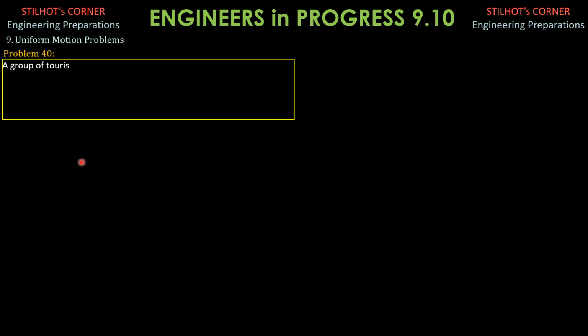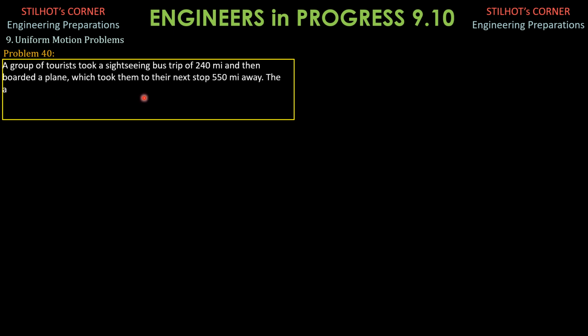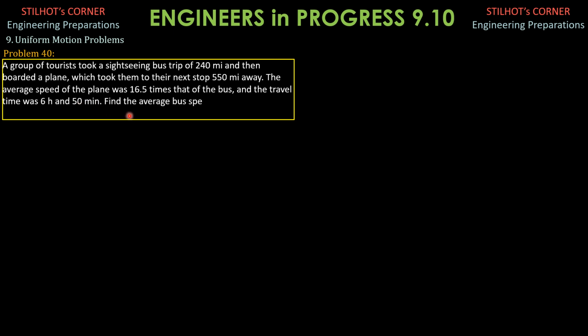Problem 40. A group of tourists took a sightseeing bus trip of 240 miles and then boarded a plane, which took them to their next stop 550 miles away. The average speed of the plane was 16.5 times that of the bus, and the travel time was 6 hours and 50 minutes. Find the average bus speed and the average plane speed. So the average plane speed is 16.5 times that of the bus speed. Take note of that. So the total travel time is 6 hours and 50 minutes.